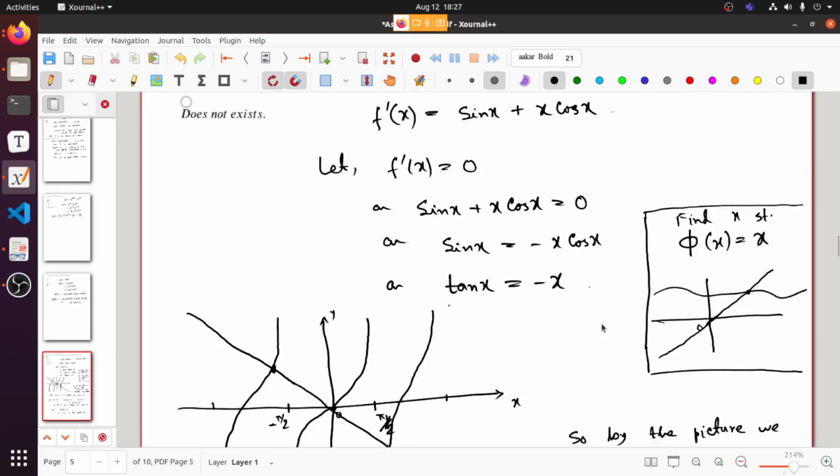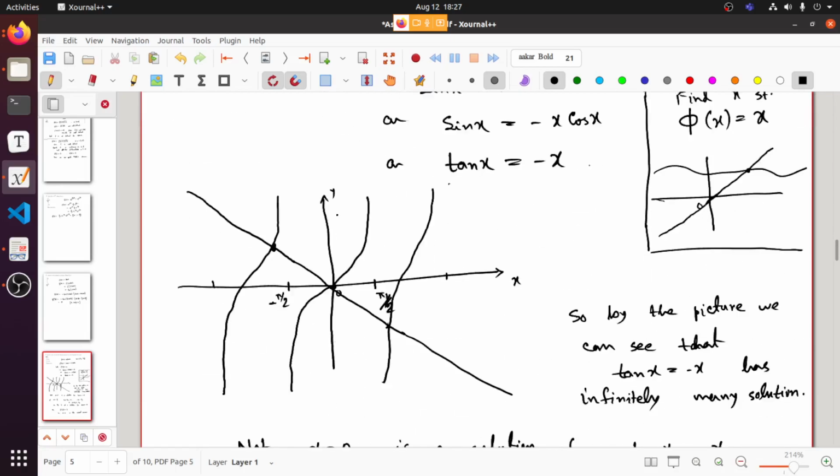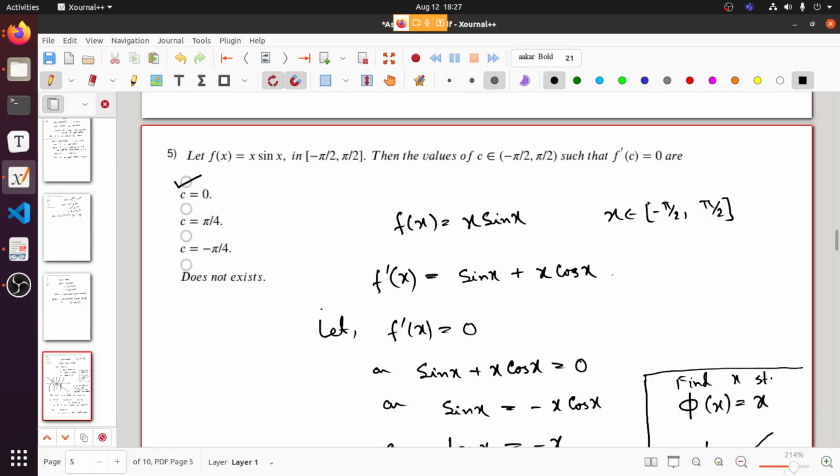Is this fine? This problem, problem number 5. And also the point should be lying between minus pi by 2 and pi by 2, right? And you can see from the curve that in between minus pi by 2 and pi by 2, it will not intersect at any other point instead of 0, right? So only 0 will be the solution in the interval minus pi by 2 to pi by 2, because we have to only find the solution in this interval. So 0 is the only solution in this interval, right? So 0 is the correct answer.